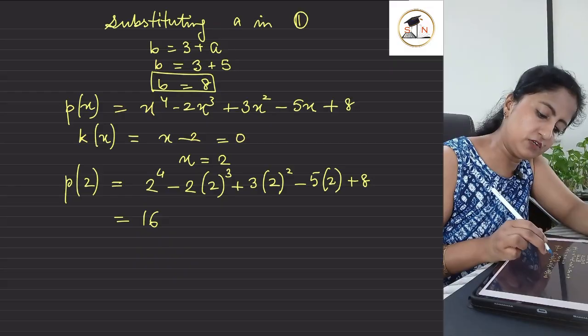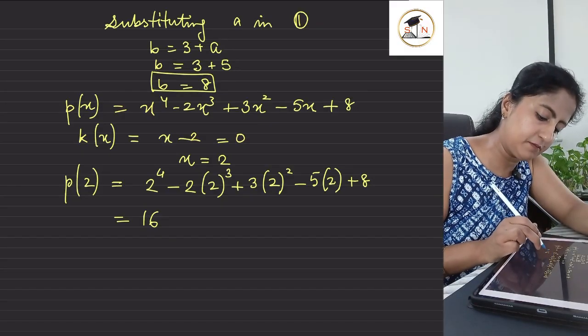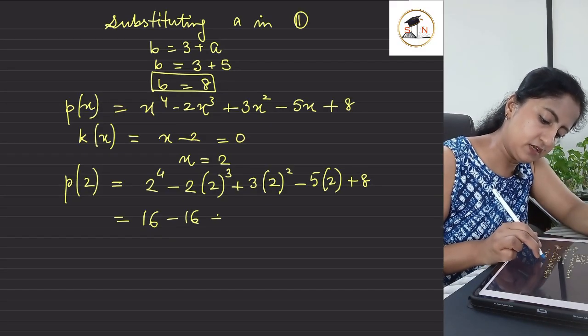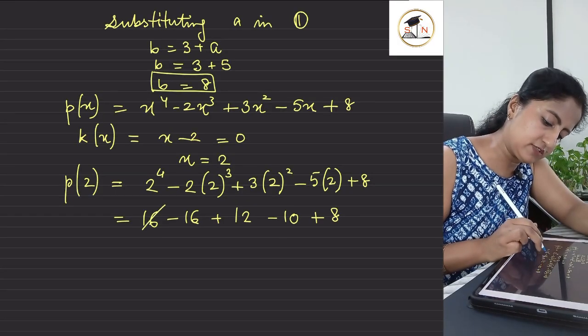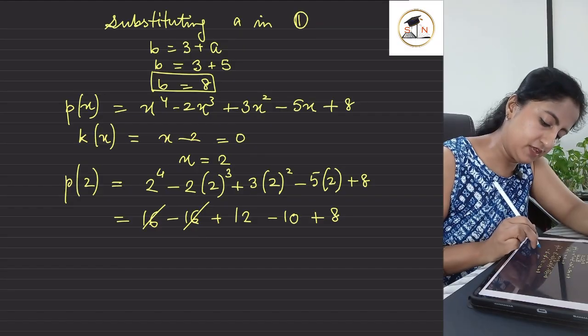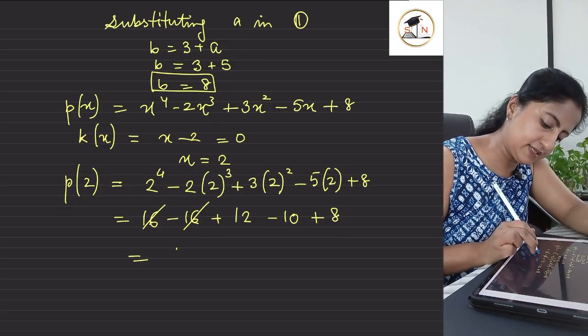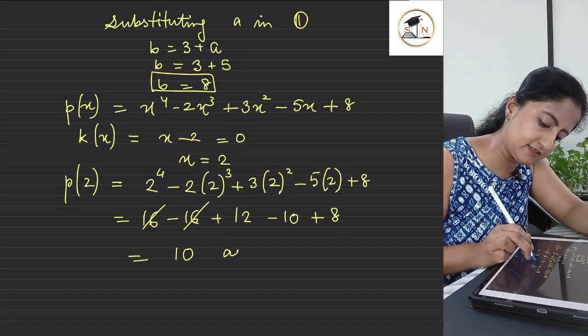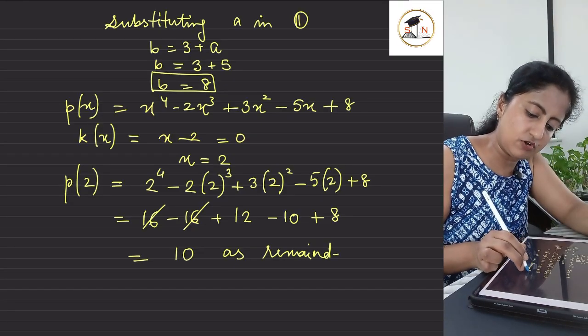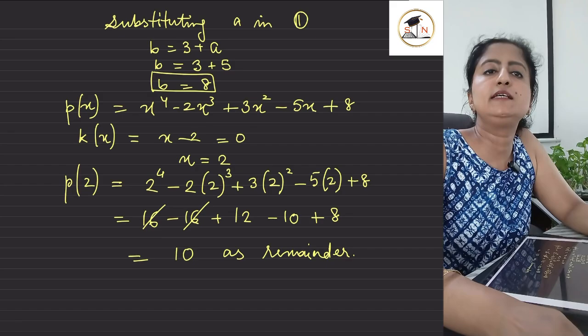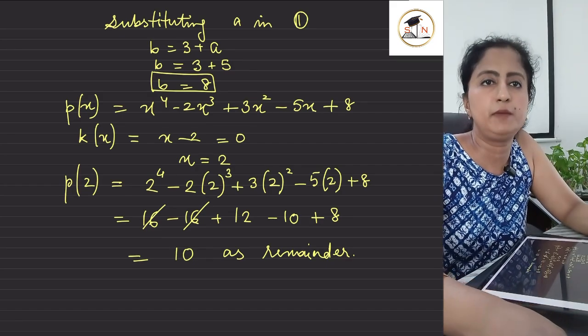16. Now 2 cube is 8 and 8 minus 2 is 16 again. 2 square is 4, that becomes 12 minus 10 plus 8. Now 16 got cancelled and 2 plus 8 leaves us 10 as remainder. So we just saw how to solve these lengthy questions using remainder theorem.